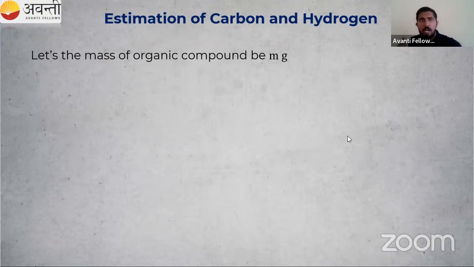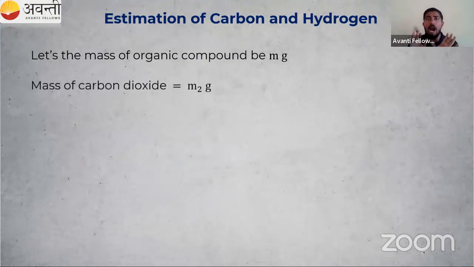Let us do that. I have an organic compound whose mass is given as m gram. M is the mass of the organic compound in gram. Next step: I have carbon dioxide, formed due to the presence of carbon. So the mass of carbon dioxide I am taking as M2 gram. Then you know the molar mass.